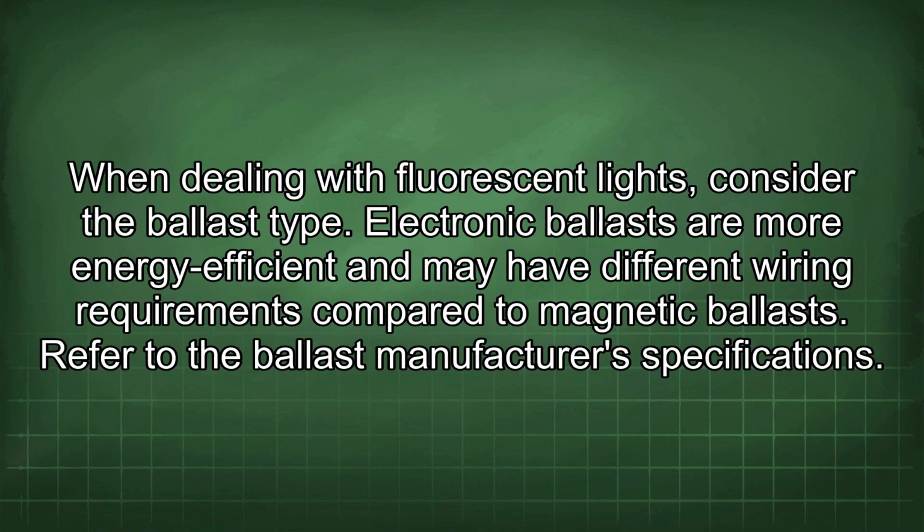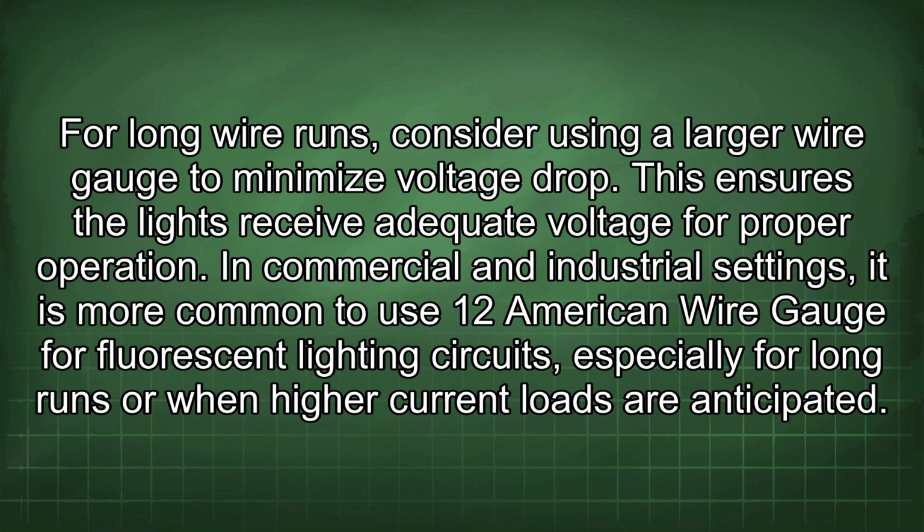When dealing with fluorescent lights, consider the ballast type. Electronic ballasts are more energy efficient and may have different wiring requirements compared to magnetic ballasts. Refer to the ballast manufacturer's specifications. For long wire runs, consider using a larger wire gauge to minimize voltage drop. This ensures the lights receive adequate voltage for proper operation.